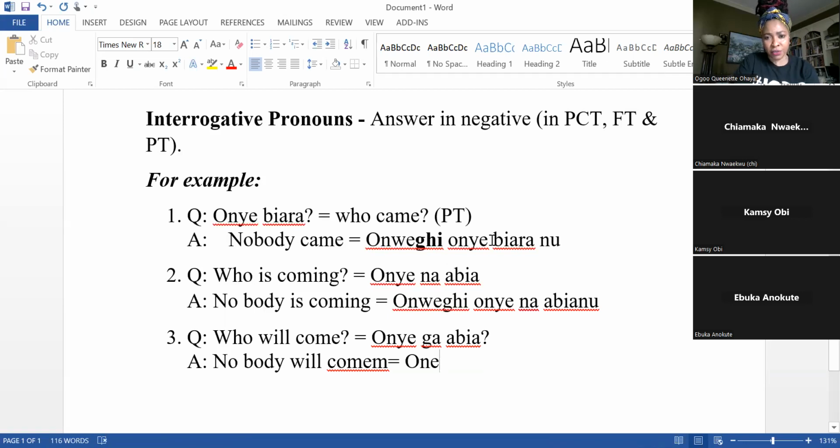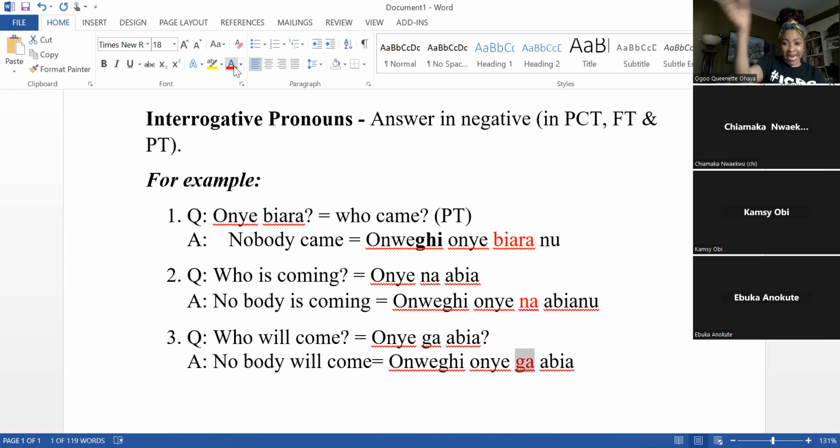Everybody, I want you to pay attention to this, what we did here, because I know it can be confusing if you don't know it yet. But I'm glad that Ebuka put everything. Okay, let's see. I'm highlighting them. Onweghị onye. Nobody will come. Onweghị onye ga-abịa, right? Onweghị onye ga-abịa. Okay, so ga, we use ga here. See the first one, the past tense, say bịara.